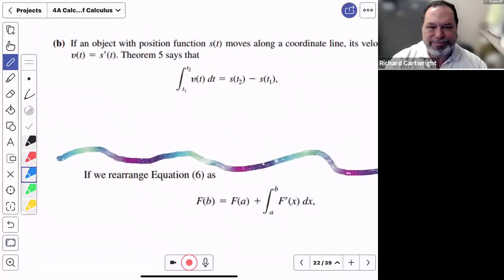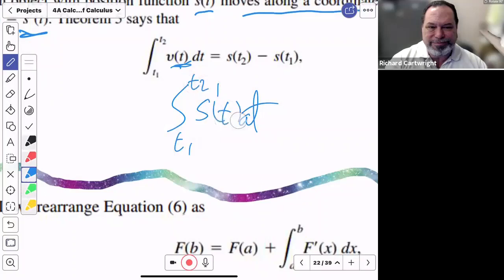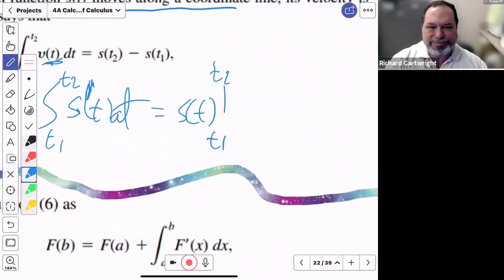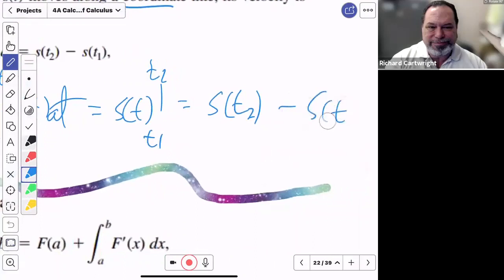If an object with the position function s of t moves along a coordinate line, and its velocity is s prime of t, from time 1 to time 2, it makes all the sense in the world that if I'm integrating a derivative, it's going to give me s of t from, in this case, time 1 to time 2. So that becomes s, your position at time 2, minus your position at time 1.